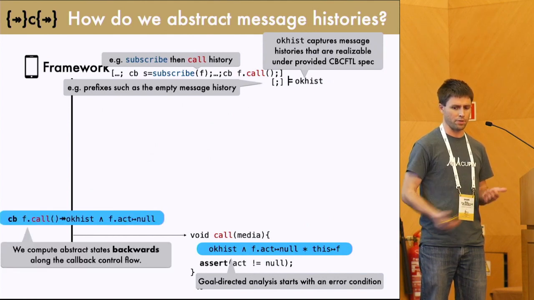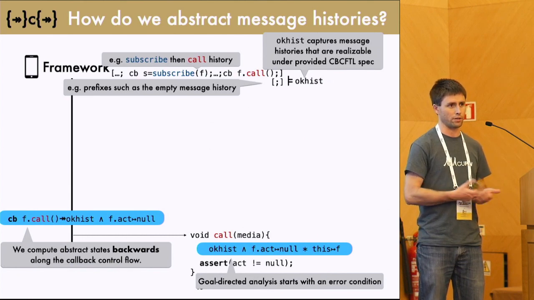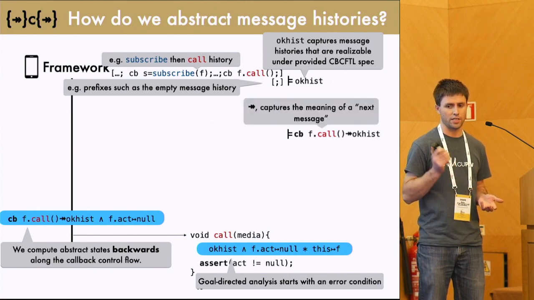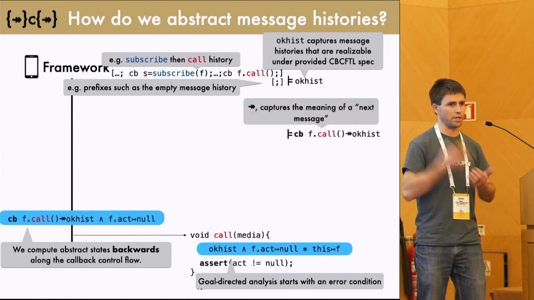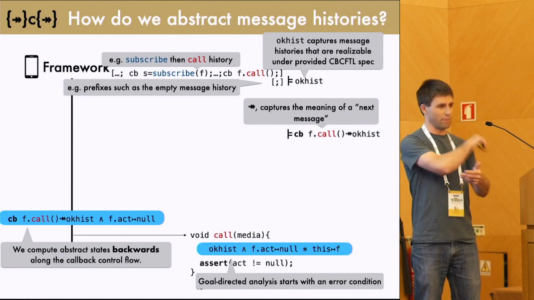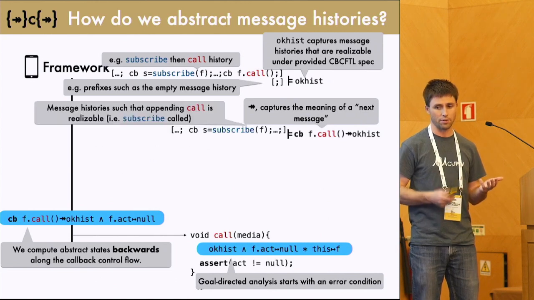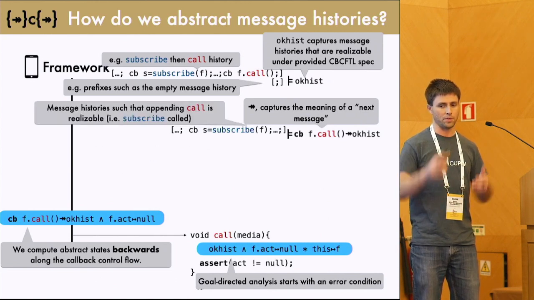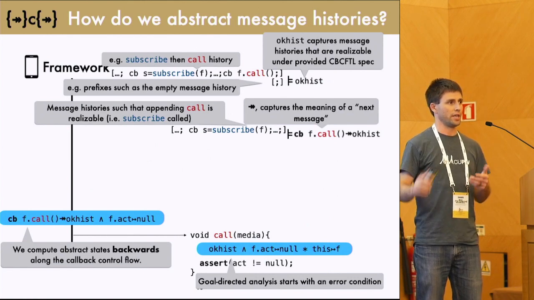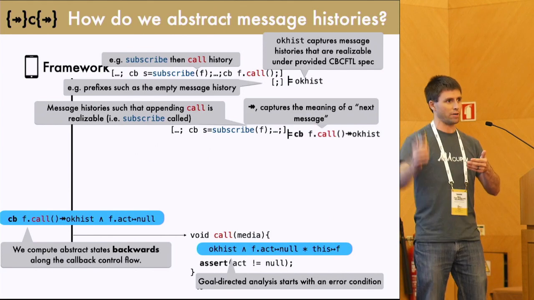And then we compute the abstract states backwards along the callback control flow. And we have this funny notation with a double arrow here that's an ordered linear implication. The idea here is that call is conceptually appended, and if that is a realizable message history, then the message history that you appended it to is realizable. And so this conceptually removes the call from that previous realizable message history, and it allows us to consider these backwards through the program.